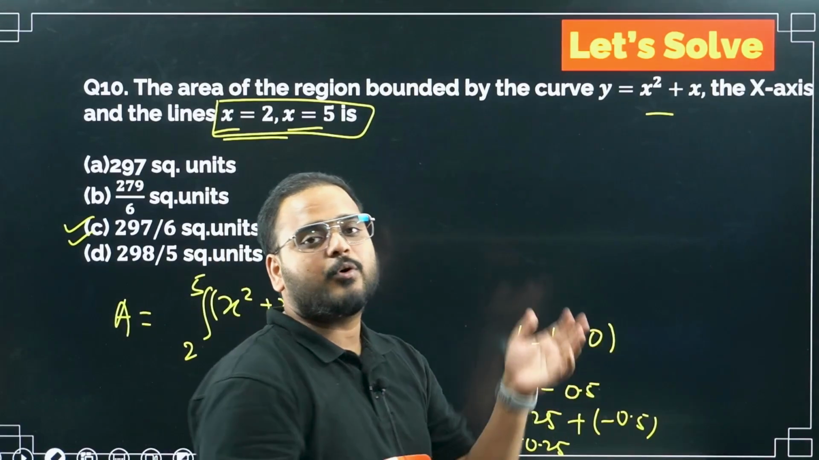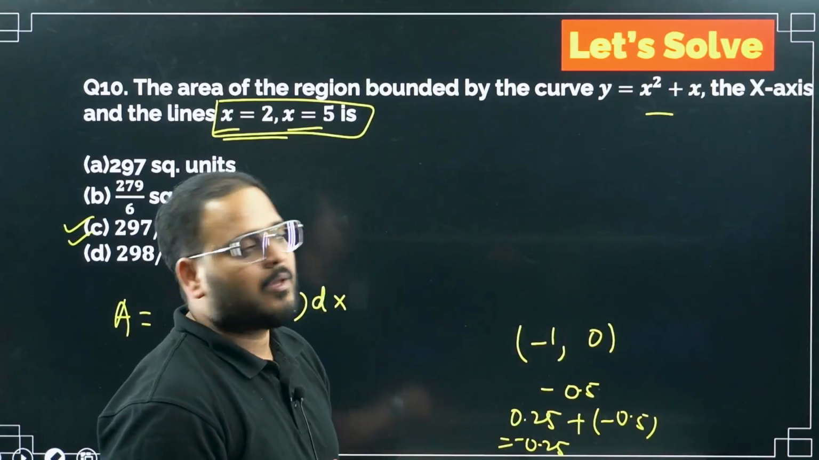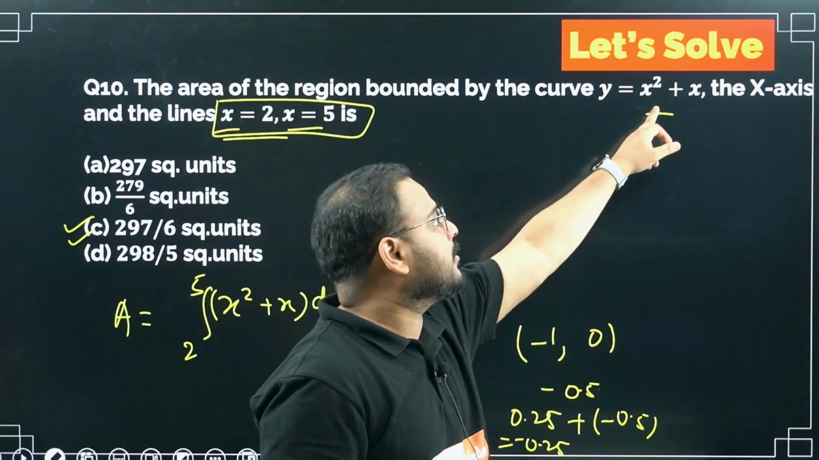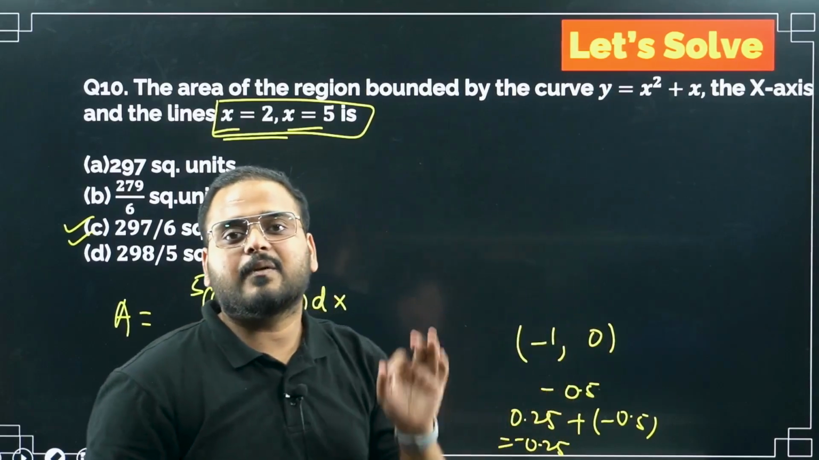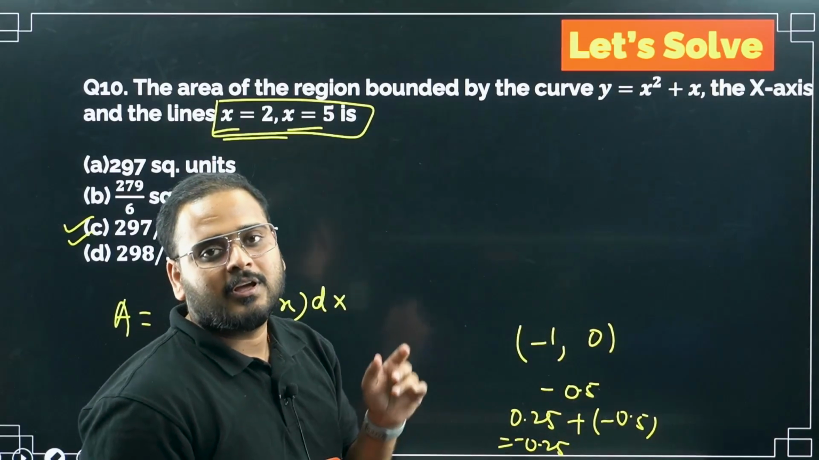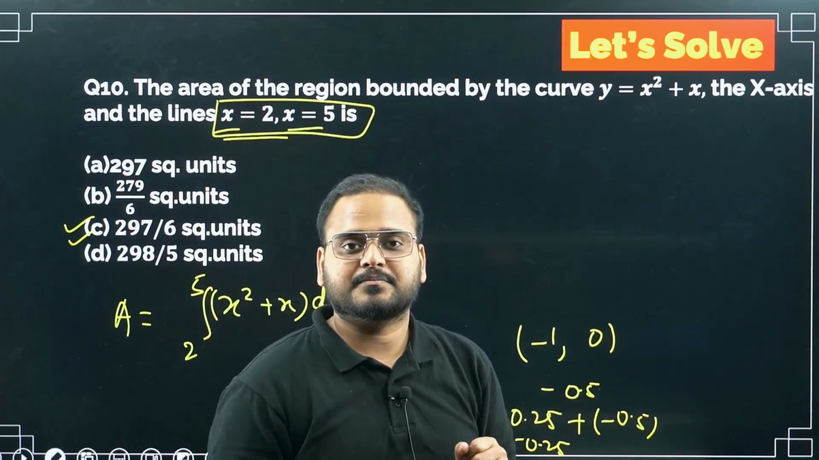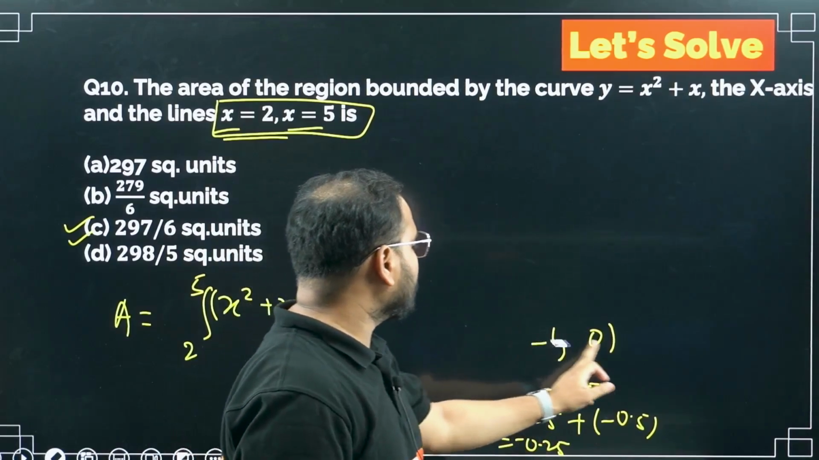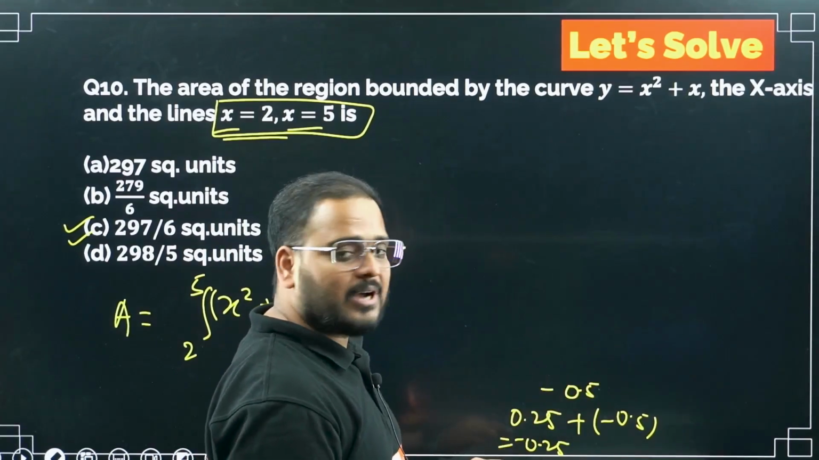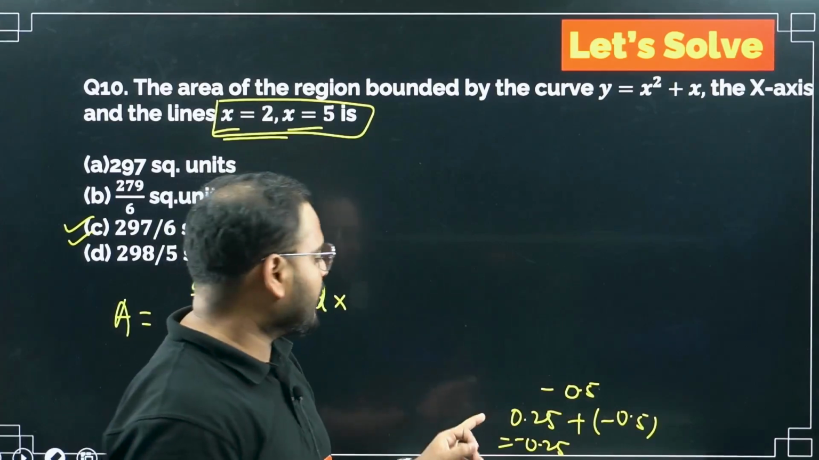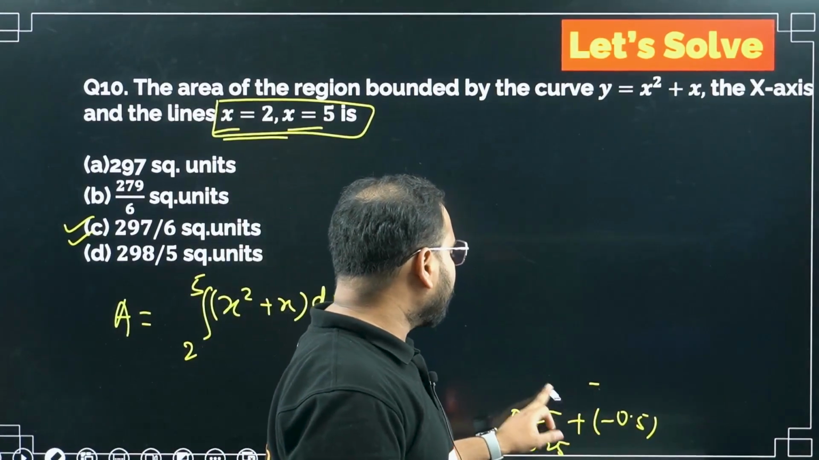Otherwise, what's going to happen? You're going to get a wrong result, because if you don't apply the mod, the value will be negative and the result will include the negative value. Instead of adding, you're going to subtract it. So make sure that you avoid it. And how can you do that? By knowing the interval where the graph is negative.